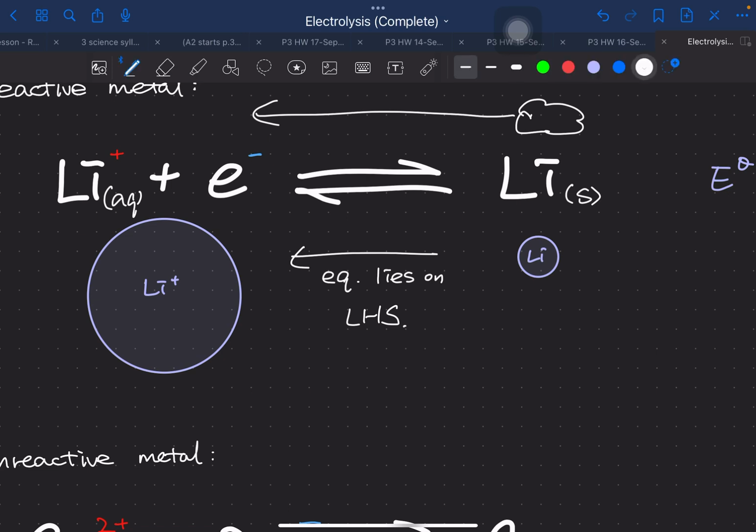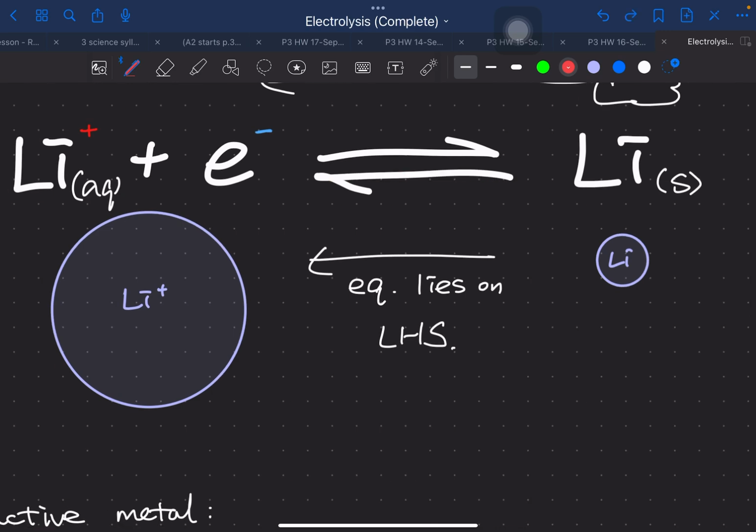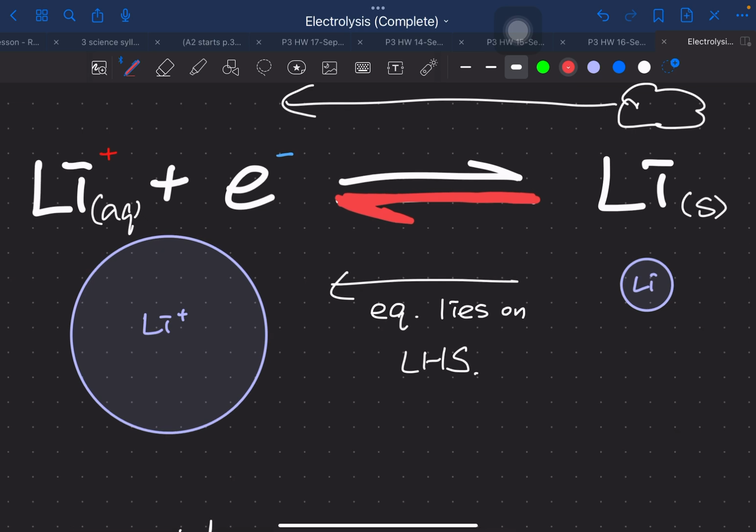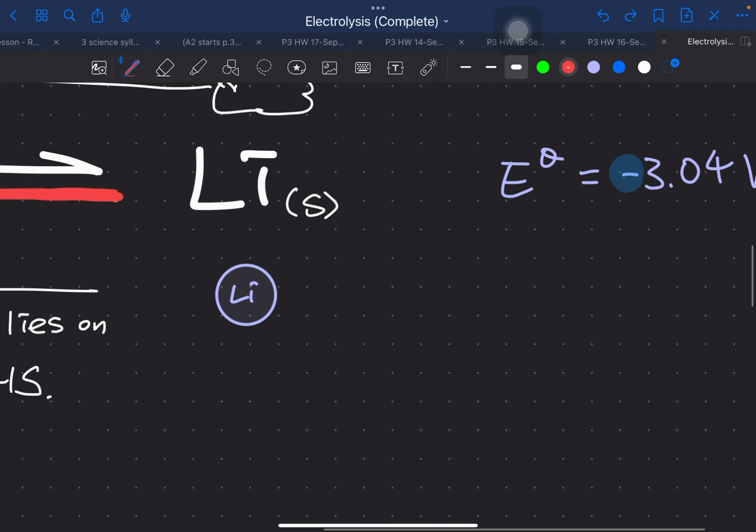That means the equation goes in that direction. This means that the oxidation of the reaction, let me word this another way. This equation we have right here tends to move in this direction, because the lithium metal tends to oxidize itself into the lithium ion. So I'm going to say that this equilibrium favors the oxidation reaction.